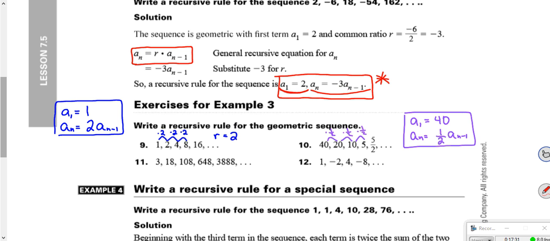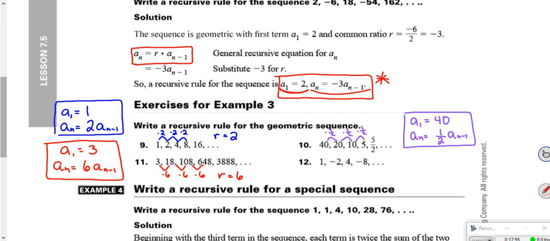Next one. Looks like times 6. So again, my R is 6. So we've got to have my starting point, a sub 1 is 3. A sub n is 6 times the preceding term, a sub n minus 1. Got to have both pieces.